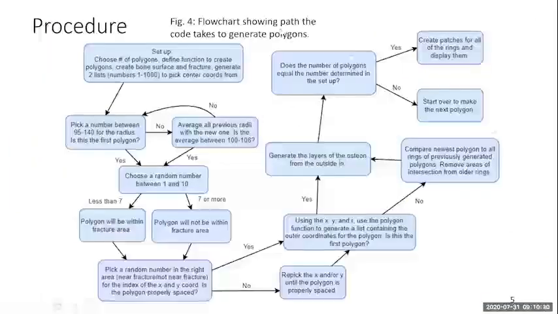So this is the procedure that the code goes through. In the first column here, we pick a radius, and then we also choose a location. And then over here, we actually generate the osteon, and we also generate the layers of the osteon in rings from the outside in, because that's how osteons form during the healing process.